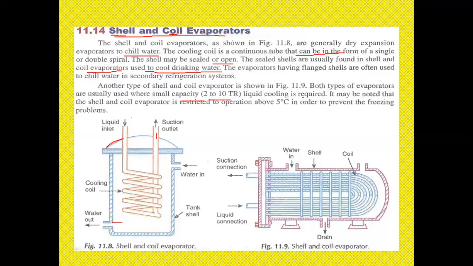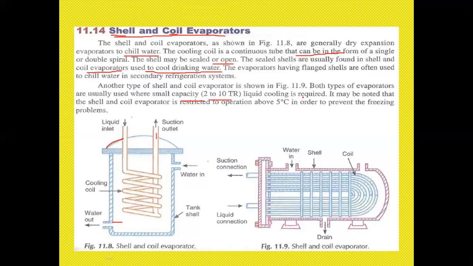It may be noted that the shell and coil evaporator is restricted to operation above 5 degrees centigrade in order to prevent freezing problems, right? So the basic temperature limit of this evaporator is 5 degrees centigrade in order to what? In order to prevent the freezing problems.